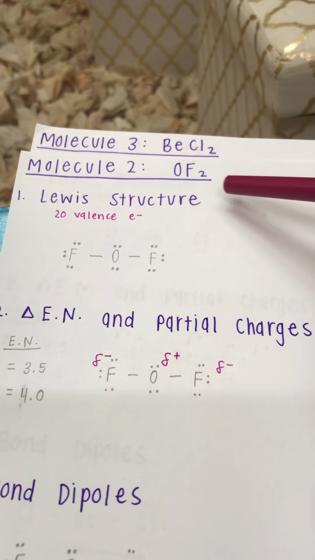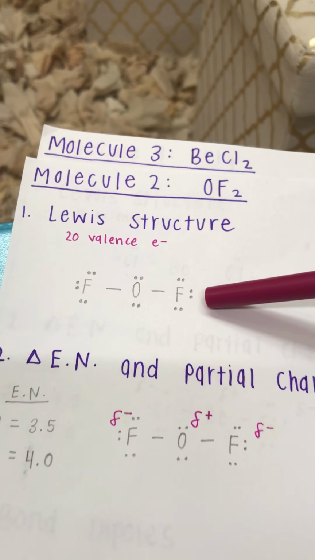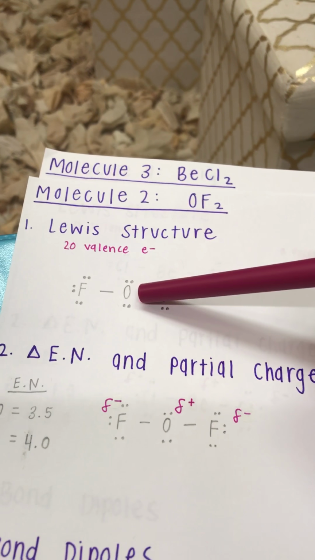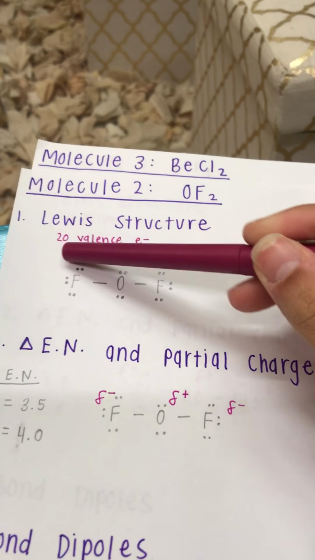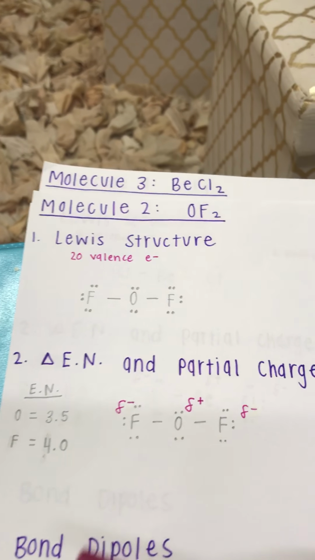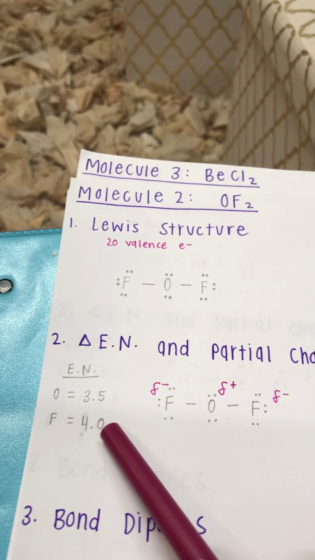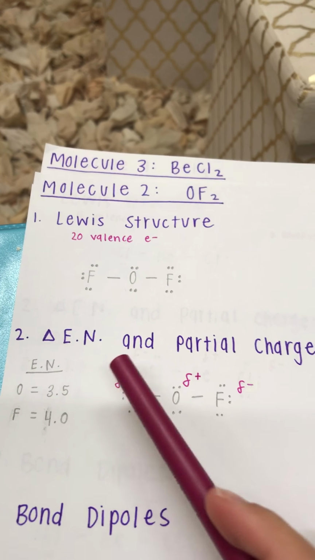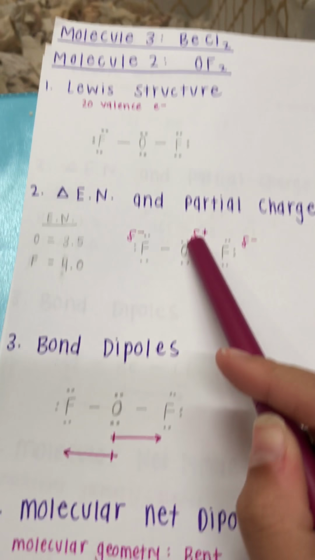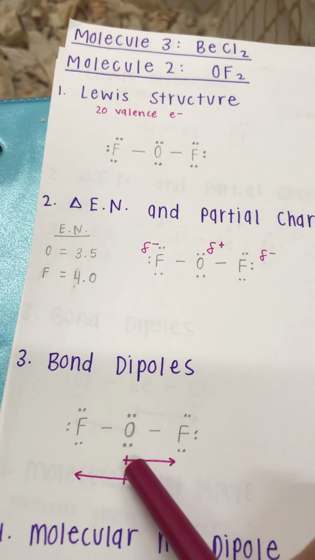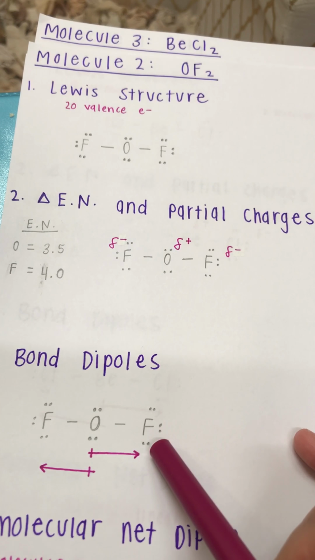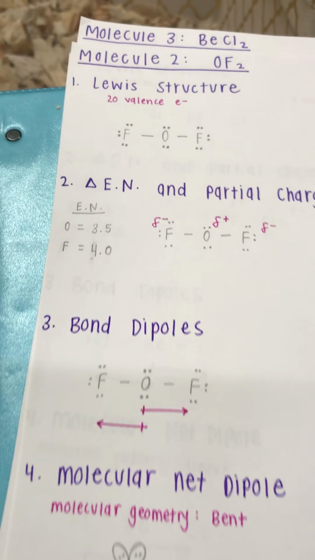Your second molecule is OF2. So here's the Lewis structure. You can make sure: 2, 4, 6, 8, 10, 12, 14, 16, 18, 20. 20 valence electrons are used. They all have full octets. Your electronegativity, so your F is going to be more electronegative. So your F's are going to have the partial negatives with the O having the partial positive. Then you can draw your bond dipoles, O with the partial positive going outwards toward the negative F.